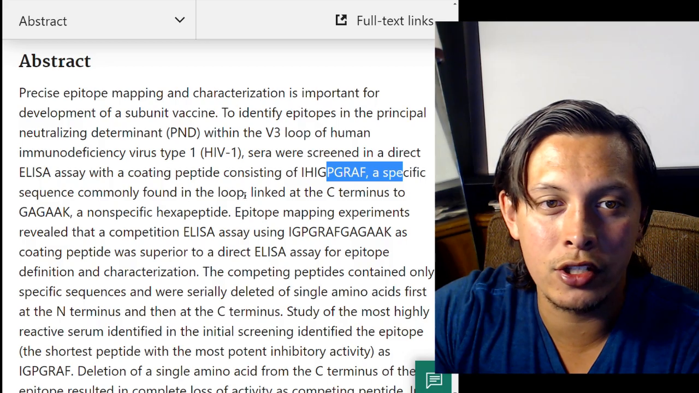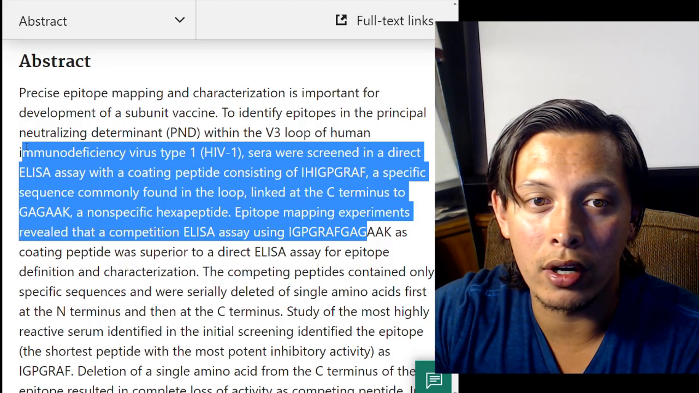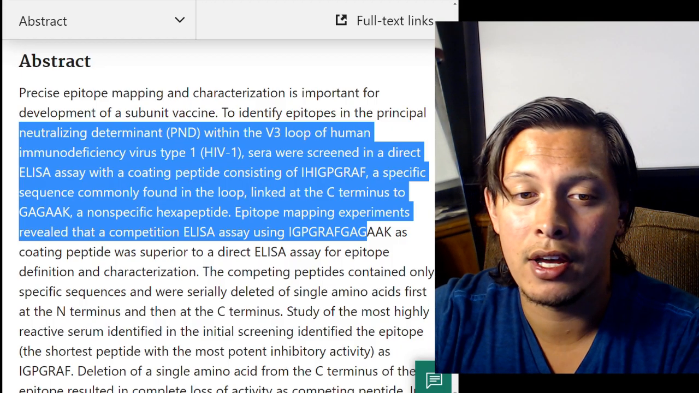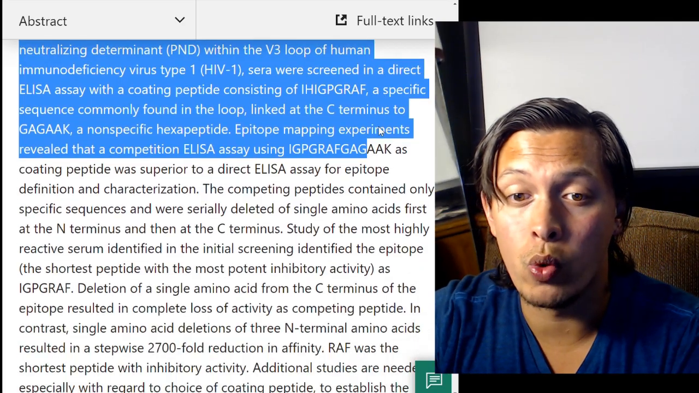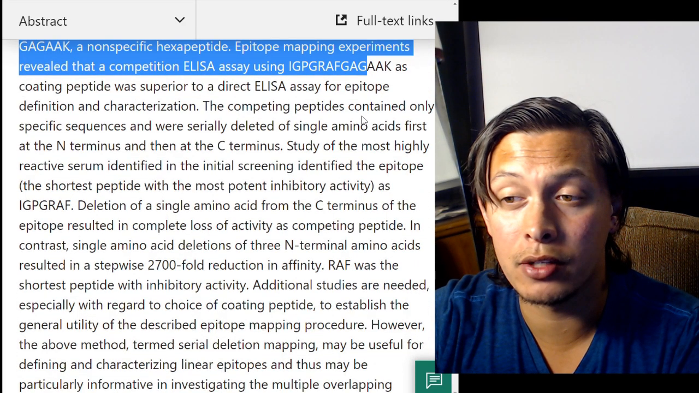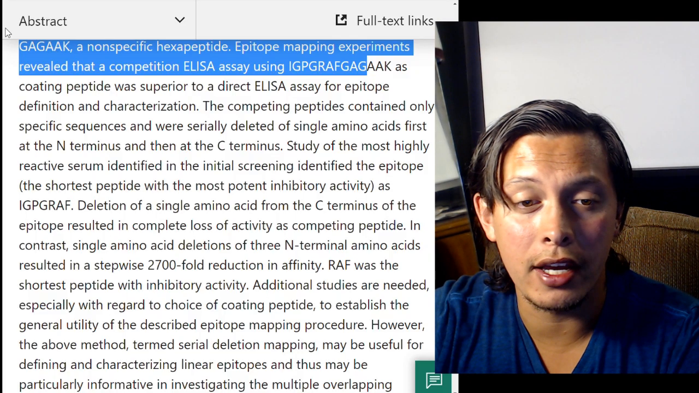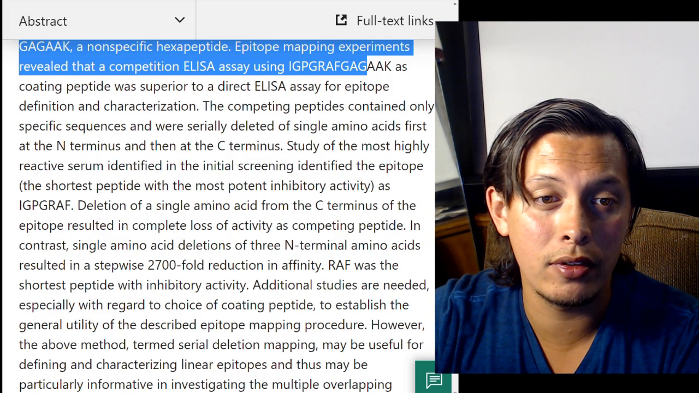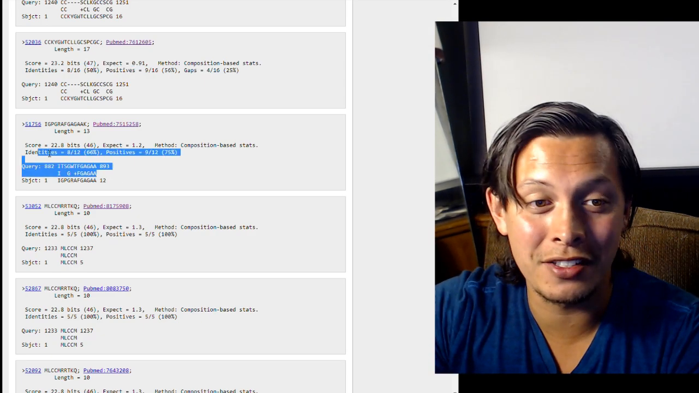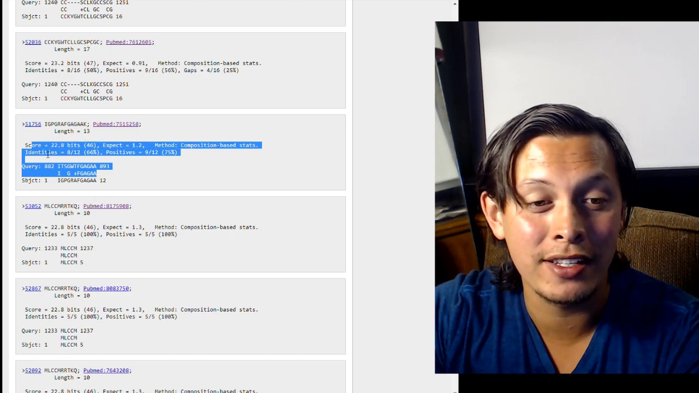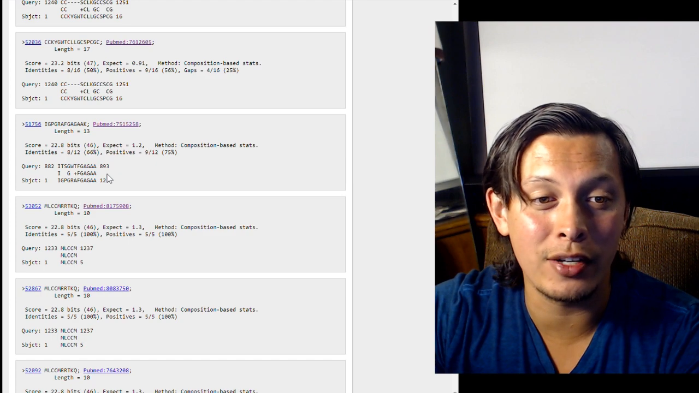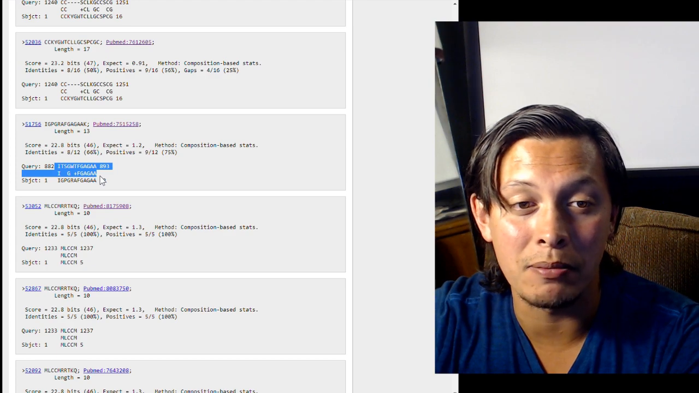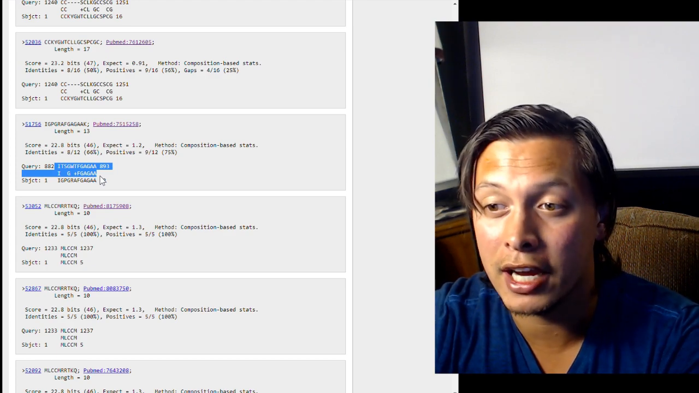So here they are doing epitope mapping, looking for peptide sequences on a virus that are really good at interacting with antibodies and the immune system and creating a very strong response. So here, this would indicate to me, unfortunately, that this sequence does in fact look a little bit similar to a sequence loop on HIV.